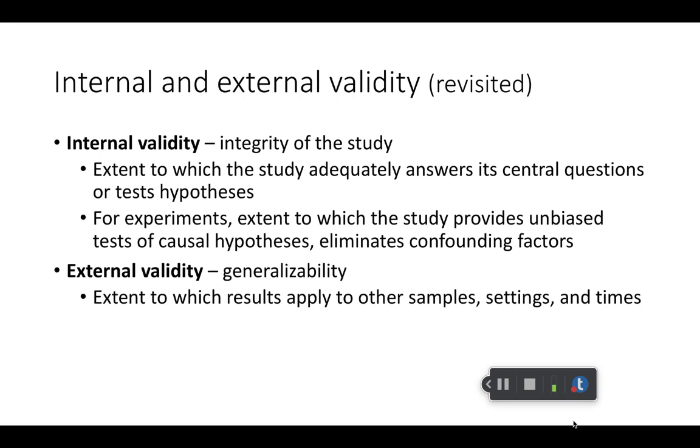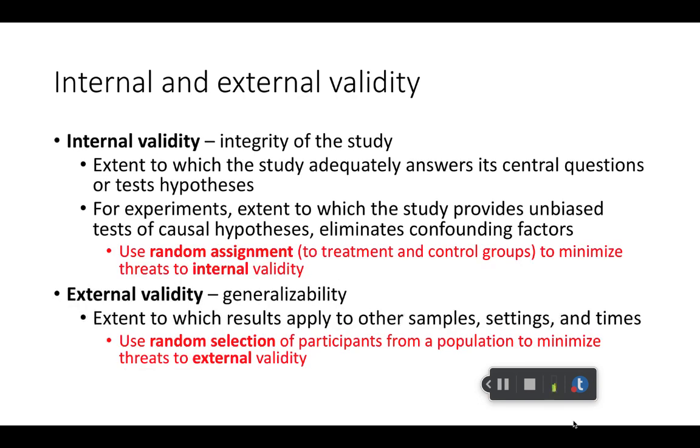For experiments, internal validity is the extent to which the study provides unbiased tests of causal hypotheses and eliminates confounding factors or other explanations. External validity, our topic for now, is really synonymous with generalizability. And this is the extent to which research results can be applied to other samples, settings, and times.